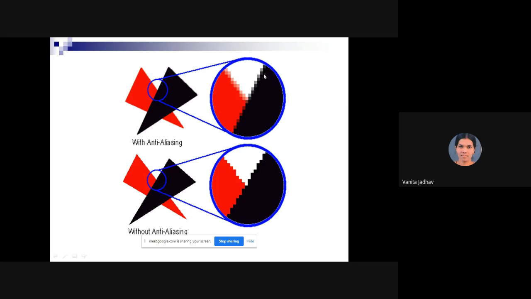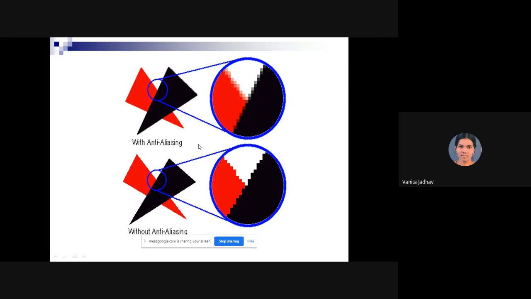So this is the anti-aliasing effect. Right now you can just keep in mind that anti-aliasing is the solution to aliasing. That we are going to discuss in detail in the 5th chapter. We are discussing different techniques for aliasing, how to remove aliasing, so we are using different anti-aliasing techniques over there.